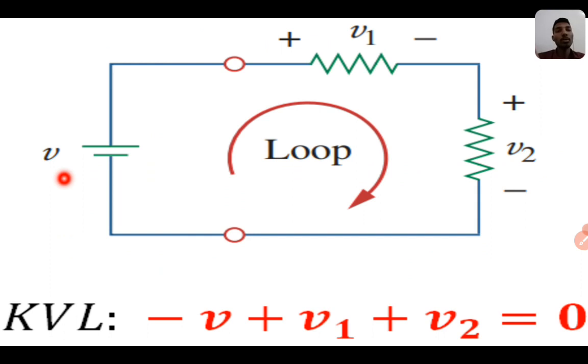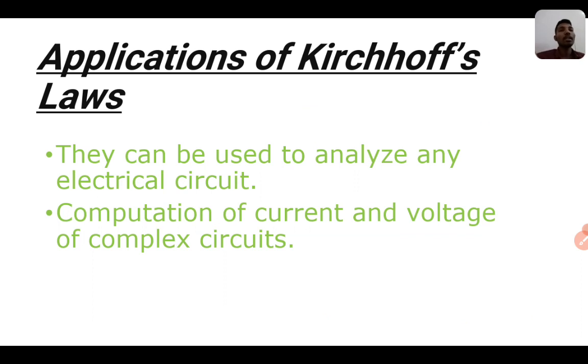That is, the source voltage is equal to the sum of load voltages, that is, the voltages of the resistors, V1 and V2. Along the loop direction, we can assign the signs of the source voltage and load voltages. That is, minus V plus V1 plus V2 is equal to 0. This is the equation of KVL, Kirchhoff's voltage law. Applications of Kirchhoff's voltage law.